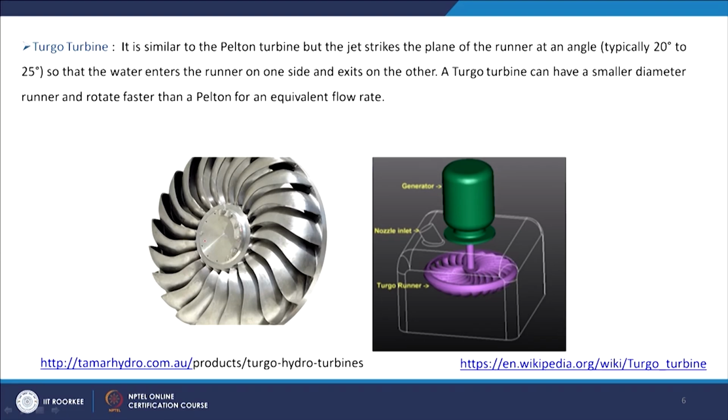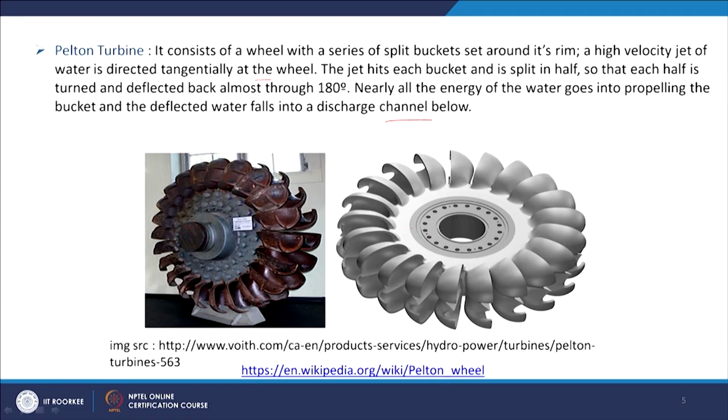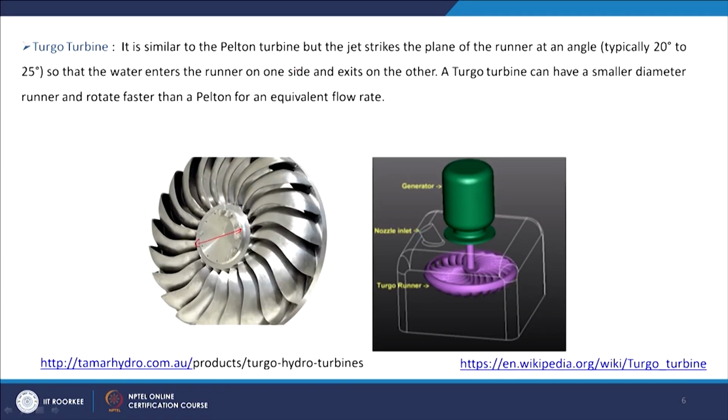You see that this diameter is lesser than this one. It is similar to the Pelton turbine, but the jet strikes the plane of the runner at an angle that is typically 20 degrees. So, the water coming there strikes the plane of the runner at 20 to 25 degrees, so that the water enters the runner on one side and exits on the other.